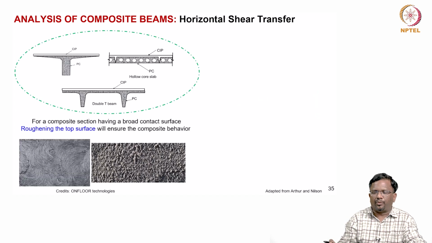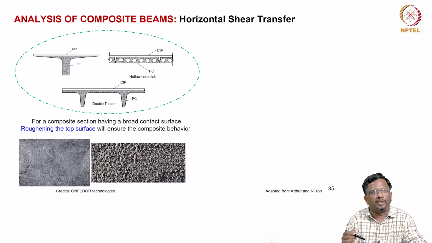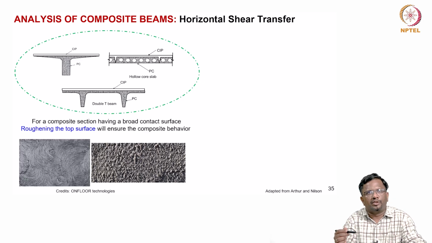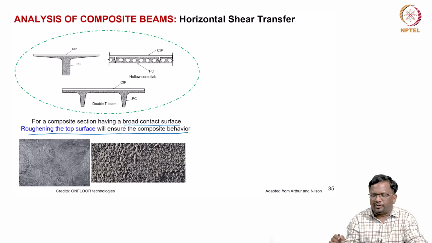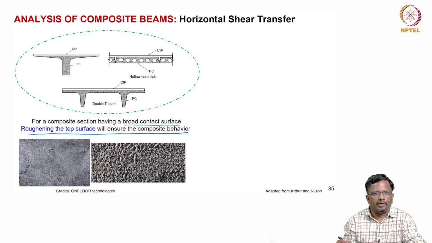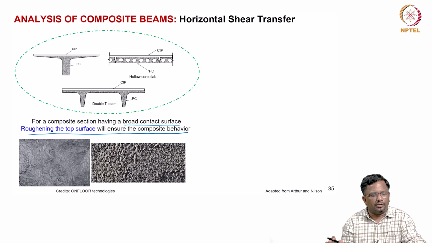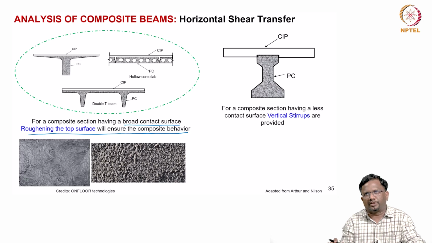Okay, now let us look at how we do that. These are the cases we have talked about where precast elements are being used. On top of that, we provide cast-in-place slabs to provide the diaphragm action or the continuity. In order to achieve complete composite action, we need a broad contact surface, and roughening the top surface will ensure composite behavior. So, different surface profiles will be created. The rougher the surface, the better it is for composite action, because the shear transfer will be better. If the surface is very smooth, then your shear transfer will be less.